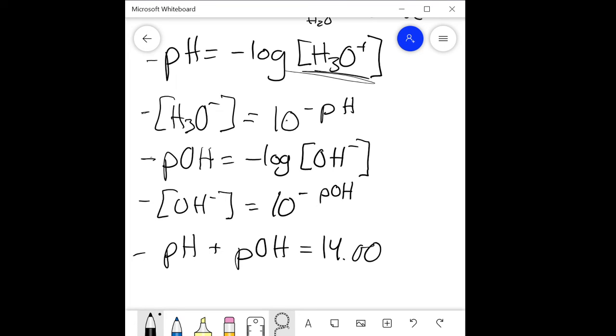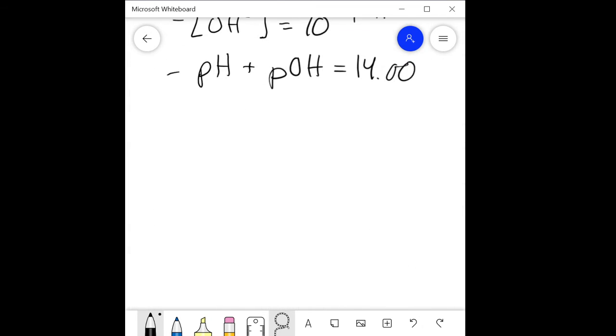Since they're the opposite, for however much acid particles you have, you're gonna need that much base particles to make 14. Okay, let's do an example, because that probably will make way more sense.